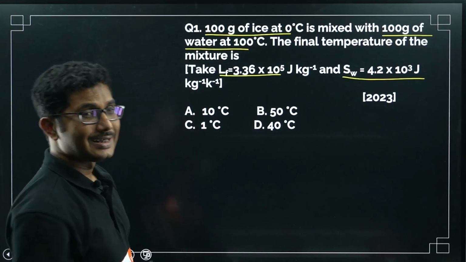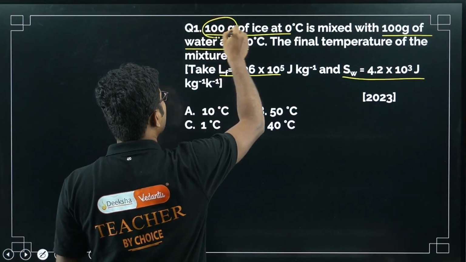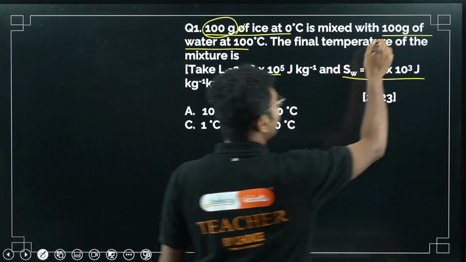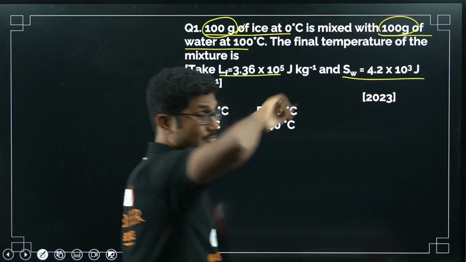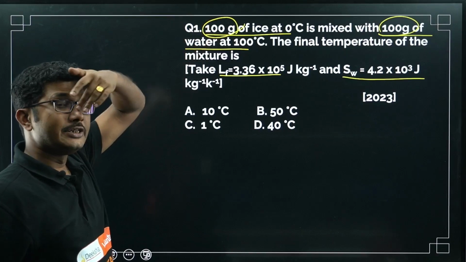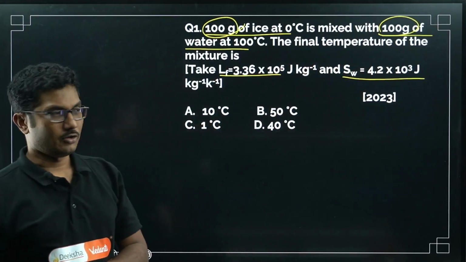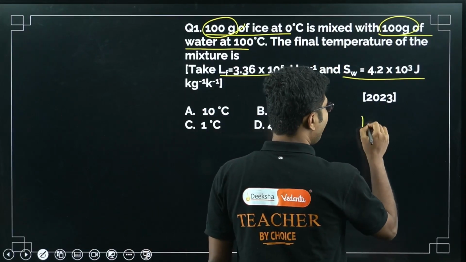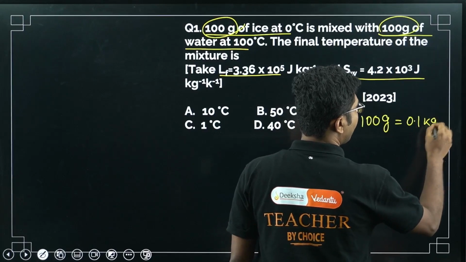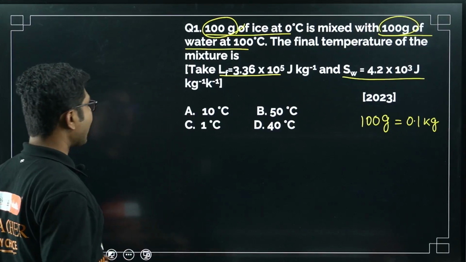So let's start. How to start this problem? First of all, the mass of ice is 100 grams and the mass of water is 100 grams. Both of them need to be converted into kilograms because all the constants are given in terms of kilogram. 100 grams is equal to 0.1 kilogram. You divide it by 1000, you will get 0.1 kilogram. This much is clear.